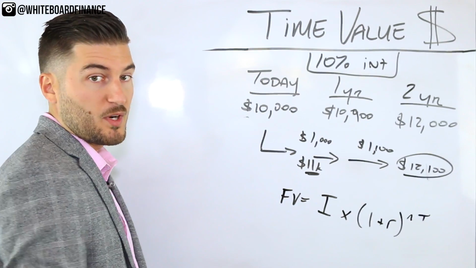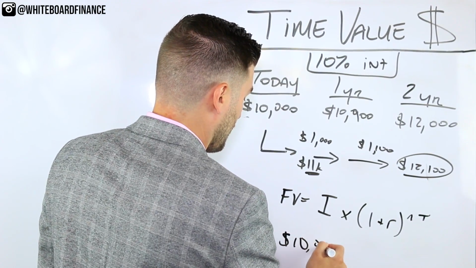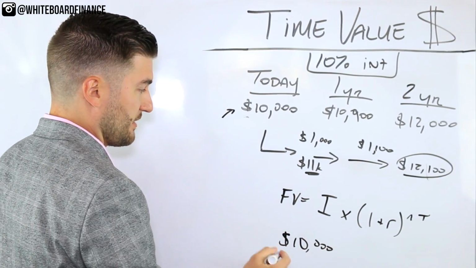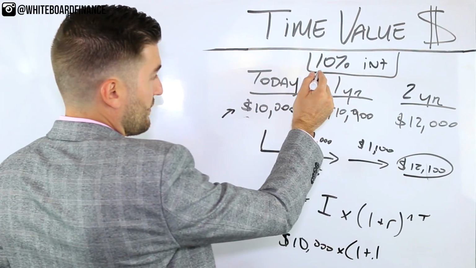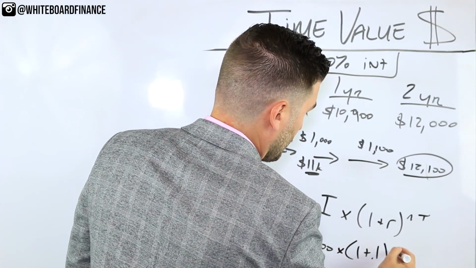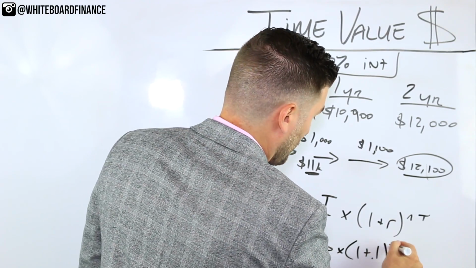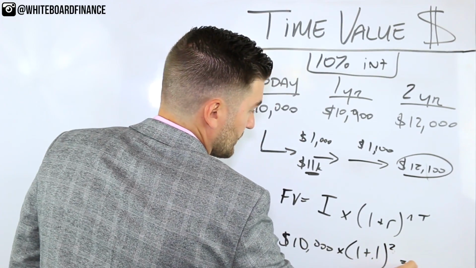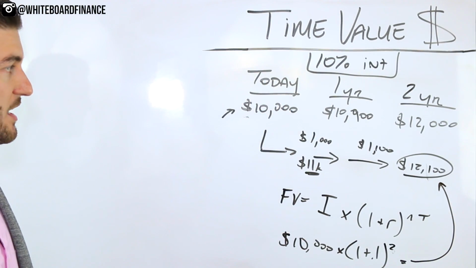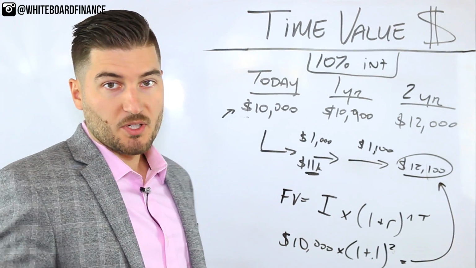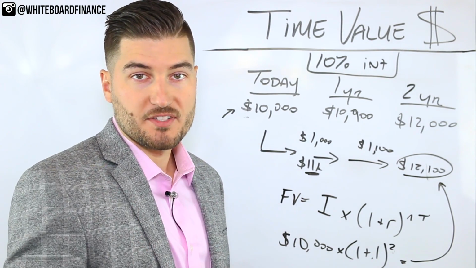So if we plug in what we already know, basically we're taking $10,000, that's our investment right here, times 1 plus our rate of return, which we know is 10%, to the power of 2, okay? And you know what that equals? We already figured it out. It's this, $12,100. So in the next part of this video, let me give you an example not using these numbers so you can see it fresh and understand how this actually works.